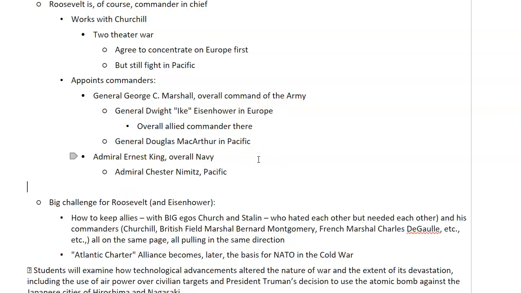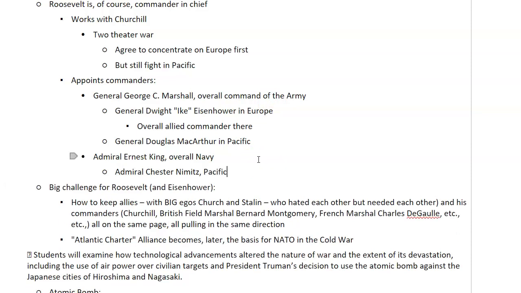In the Pacific, largely it's the U.S. that's fighting. So MacArthur is, in theory, the Allied commander there, but really he's commanding mostly American troops. That was a tricky thing for Eisenhower, because as we see down here, the Allies had gigantic egos.